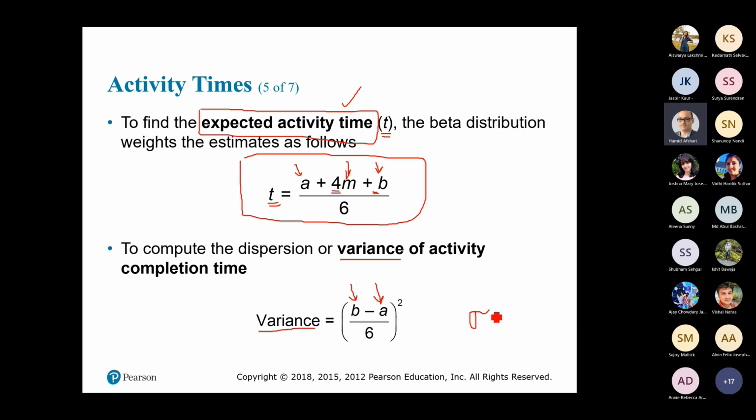So how can I calculate the standard deviation? Standard deviation is the root of variance. Yes, that's the square root of variance. Okay, square root of variance is the standard deviation. That's it. So that's all you need in order to calculate the time of activities.